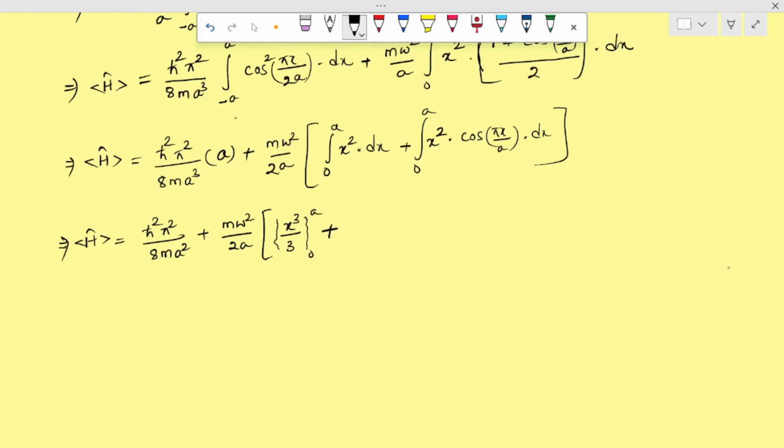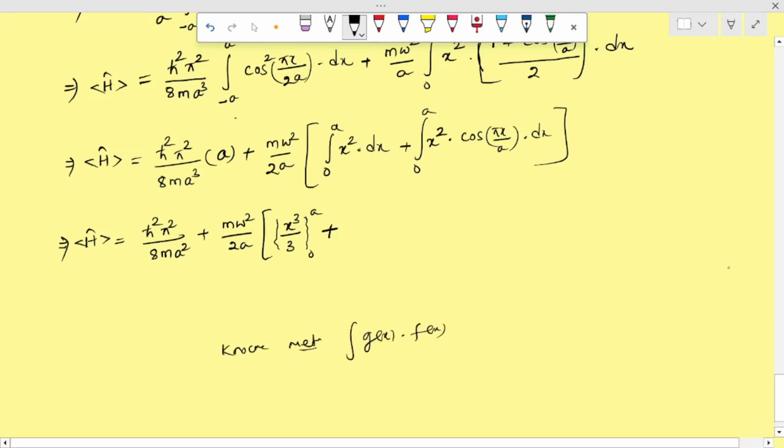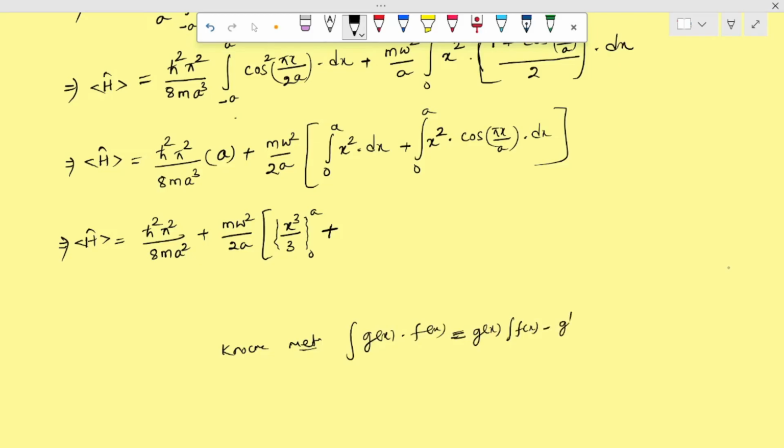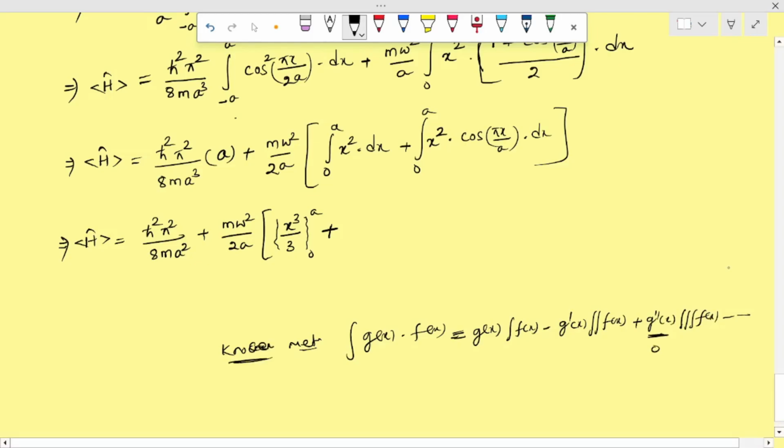This type of integration can be done easily by using the Kronecker method. Kronecker method means suppose we have g(x) f(x) integration, then it can be written like this: g(x) integration of f(x), then minus g dash x double integration of f(x), then plus g double dash x triple integration of f(x), and so on until this term becomes 0. Okay, so we have to use this Kronecker method. Here g(x) is x square, f(x) is cos pi x by a.